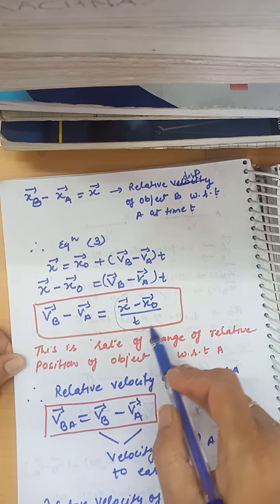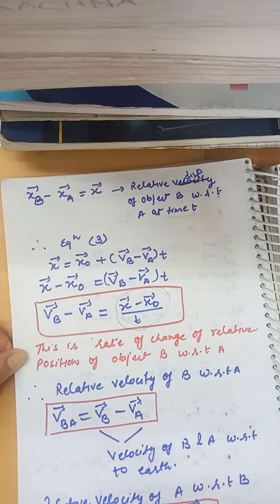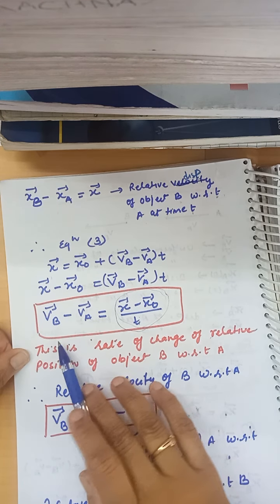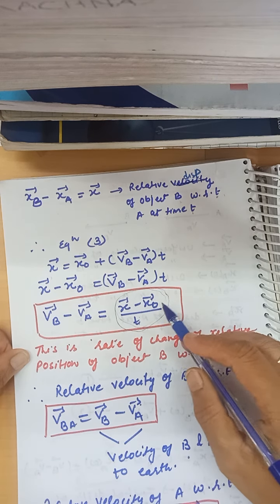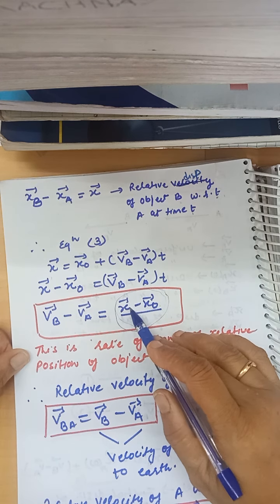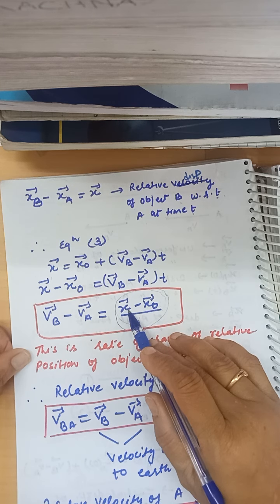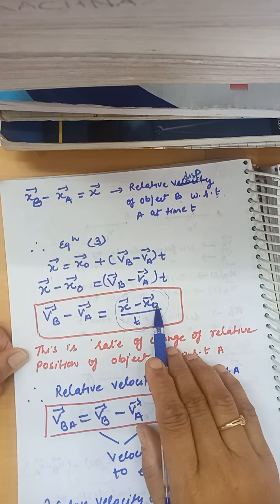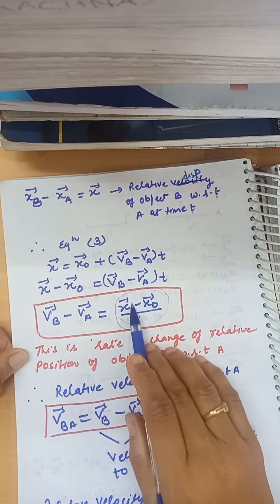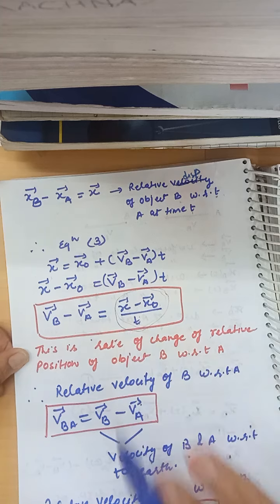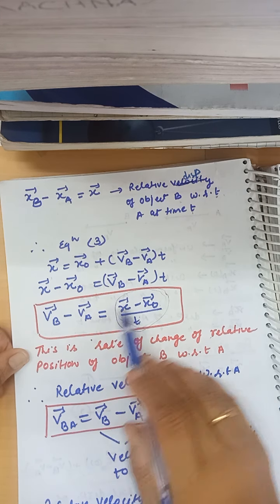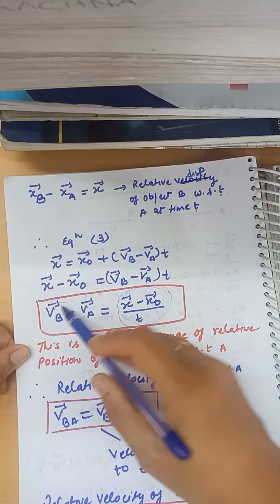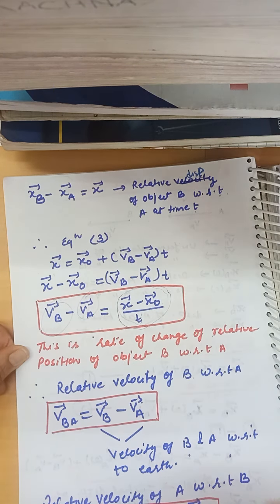Now see this expression. What does this expression indicate? This indicates the rate of change of relative position of B with respect to A between time t is equal to 0 to t is equal to t. So this is called the rate of change of relative position of B with respect to A. This is at time t and this is at time t is equal to 0, divided by time. So this expression indicates the relative velocity of object B with respect to object A.